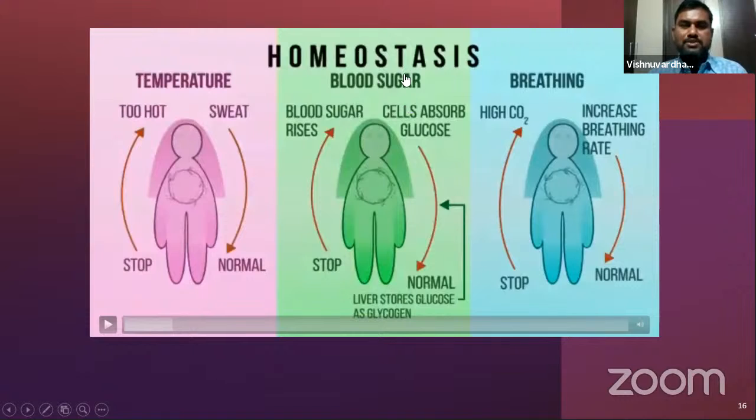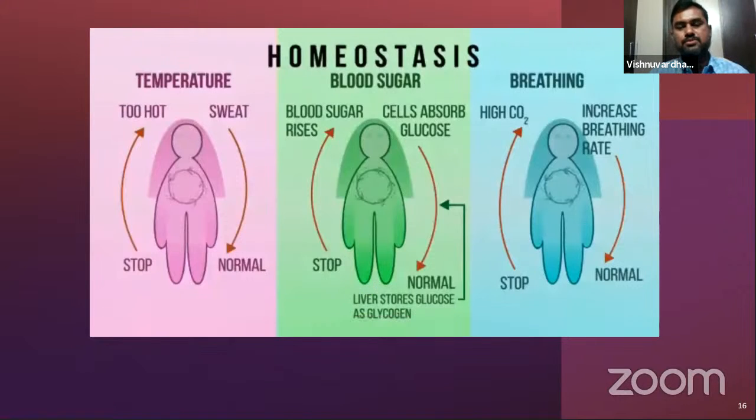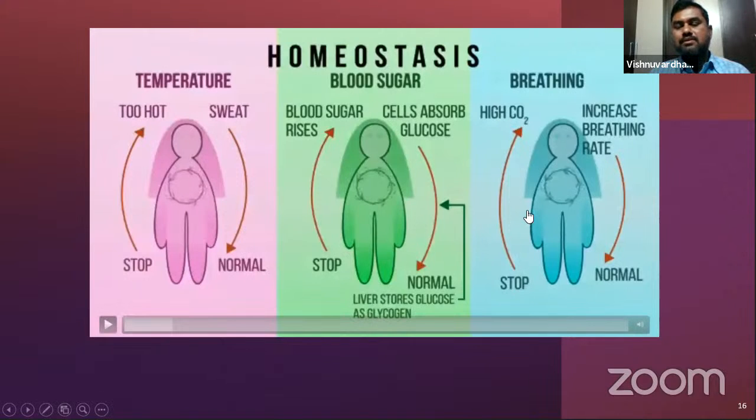Here, blood sugar condition. If the blood sugar rises, cells absorb glucose. When the blood sugar comes to normal stage, the absorption of the glucose will be stopped. And when concentration of carbon dioxide increases in our body, breathing rate will be increased. When carbon dioxide comes to normal stage, breathing rate will be normalized.